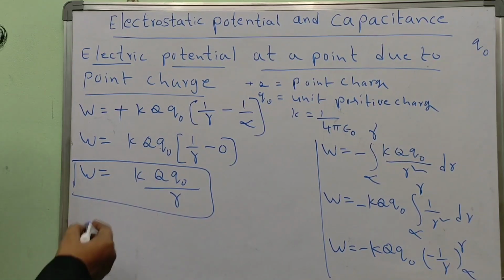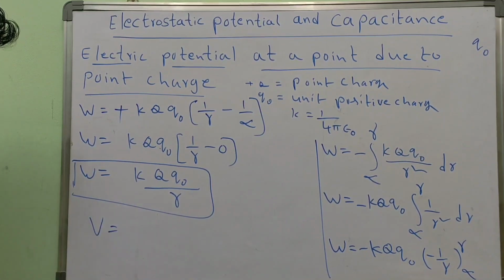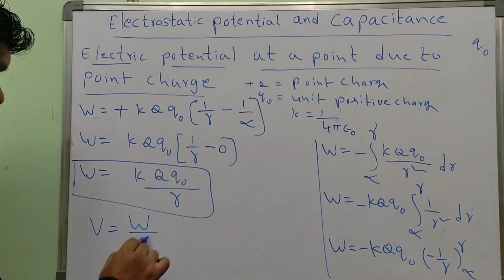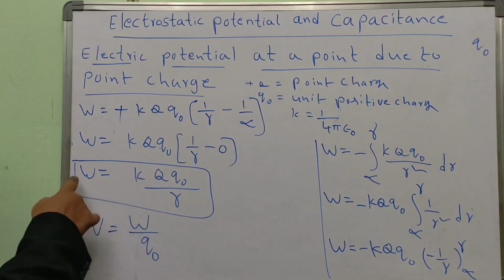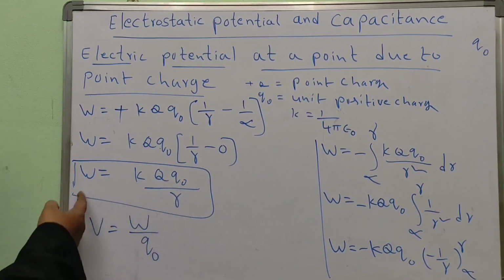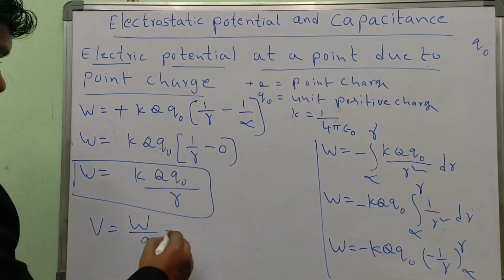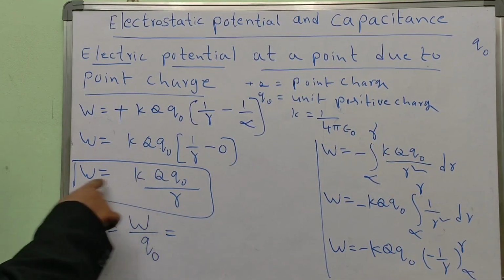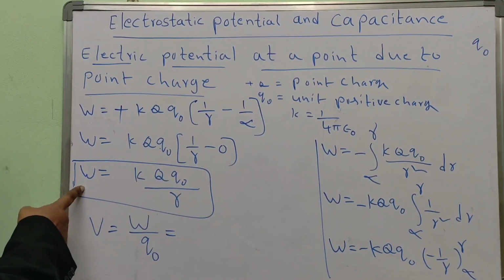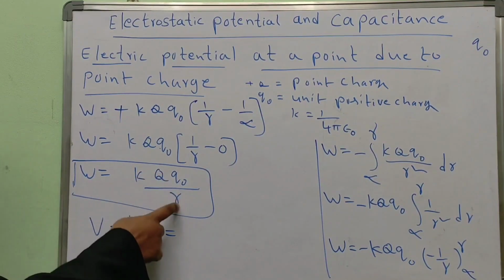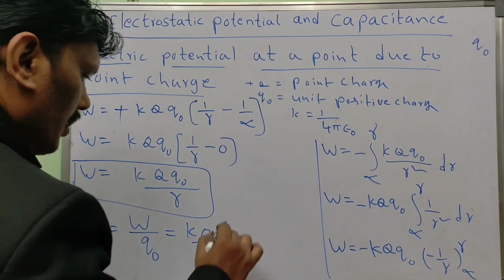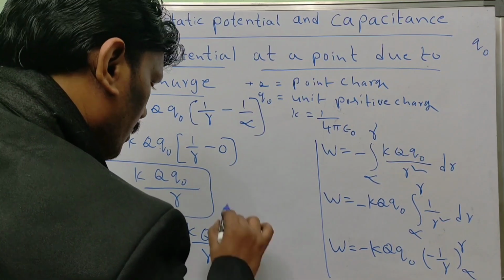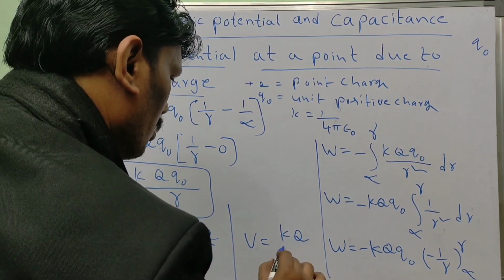So what is the potential? We know that potential means work done to bring the unit positive charge. From here, what is W by q naught? Here q naught is transposed to the left side, the work side. W by q naught is equal to what? K q by r. So finally, we got potential is equal to simply K q by r.